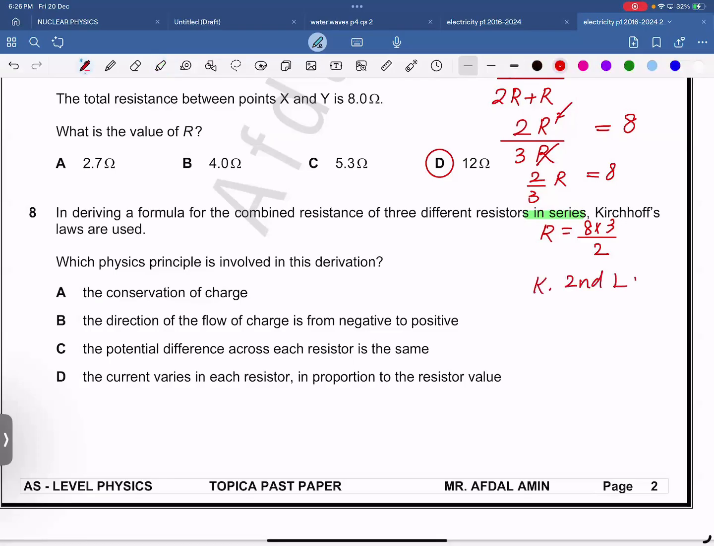Kirchhoff's second law is the voltage law, which is conservation of energy. The first law is the current law, which is conservation of charge. Now let's see which physics is involved. Conservation of charge? No, it is the first law. The first law is the current law, which is used for parallel circuits. The potential difference across each resistor is the same in series? No. Current varies in each resistor proportional to the value? No.